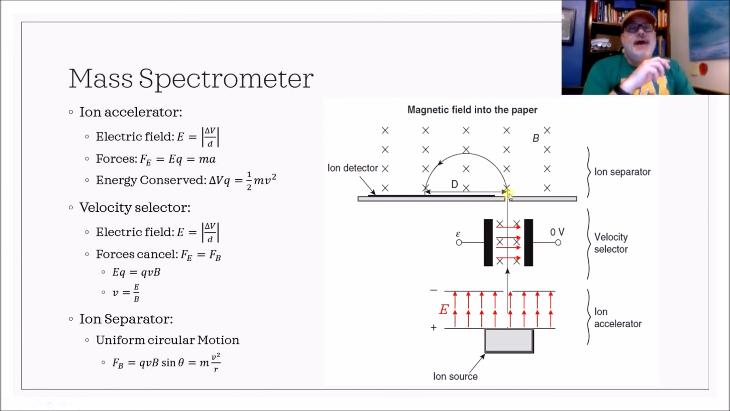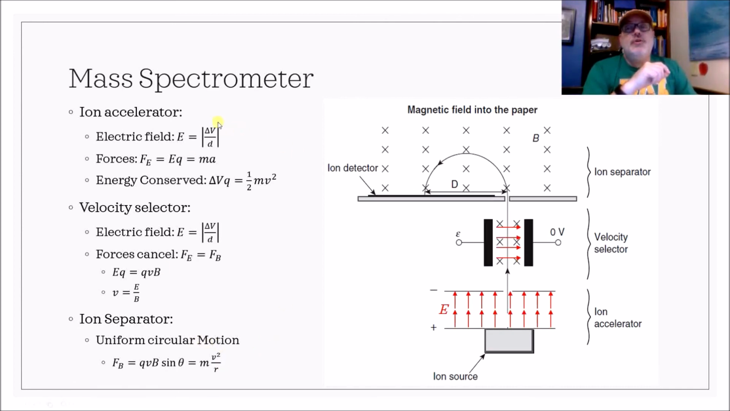So ions that have a different mass to charge ratio will have a different curvature as they come through here, and so we can detect at different spots on this detector what the diameter or the radius of the path is and figure out the mass to charge ratio. And in this section we have only magnetic field, so the magnetic field produces uniform circular motion, which is QVB. Sine theta cancels out because we're going to shoot it in at a perpendicular angle, so sine theta is 1, and that equals mv squared over r, our centripetal acceleration.